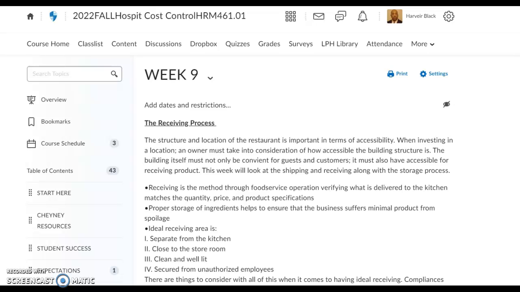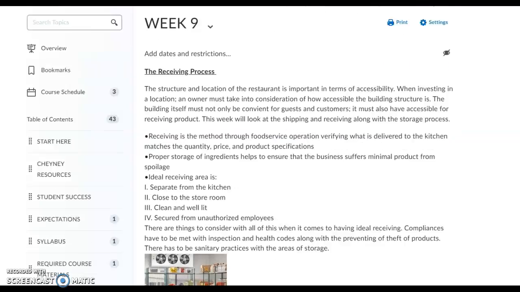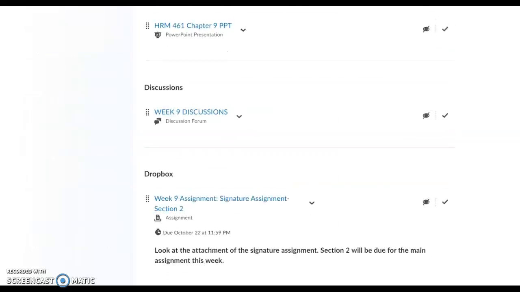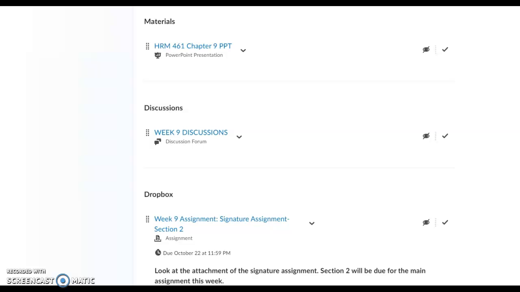Everyone is probably wrapping up and should be submitting their midterm projects, which are due for week 8. Week 8 is going to be ending this weekend. So now we're going to move forward into week number 9. A few things we're going to be doing for week 9 in terms of what's due. You're going to have two discussion questions, as we've had every week, but section 2 of your final paper is going to be due towards the end of this week.